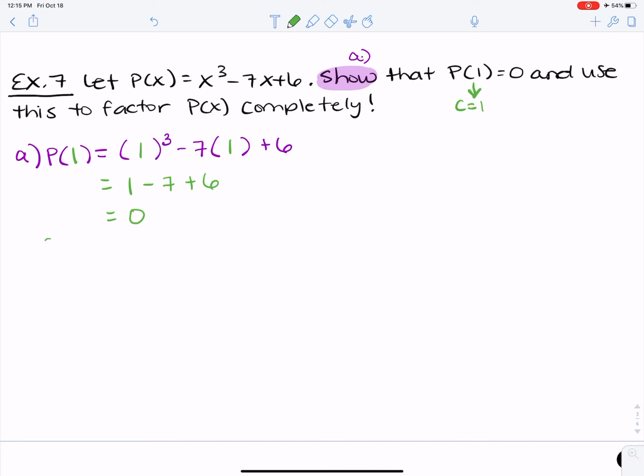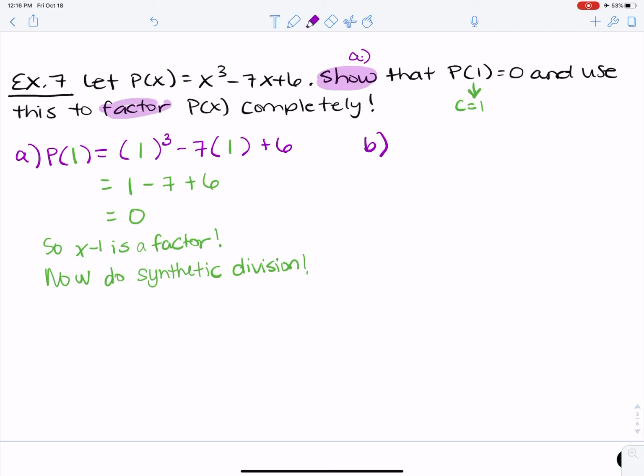So x minus 1 is a factor. Or technically you could do synthetic division. It is in the form x plus or minus c, and in this case, it's minus c. All right, let's do part B. The factor completely part is part B. Factor completely. Okay, and again, c equals 1.